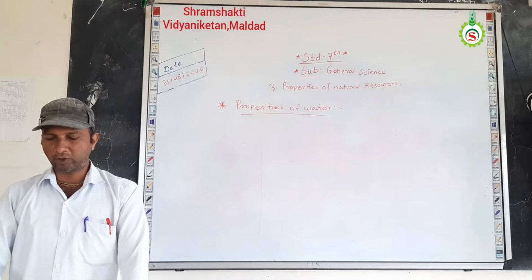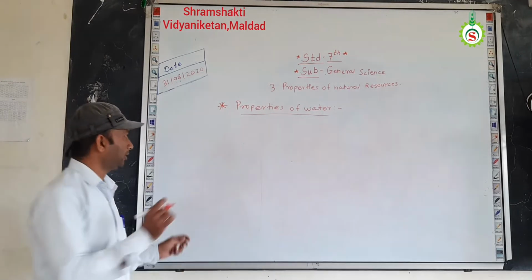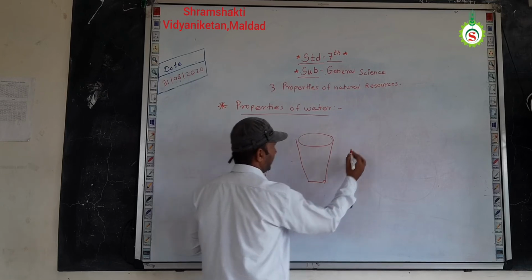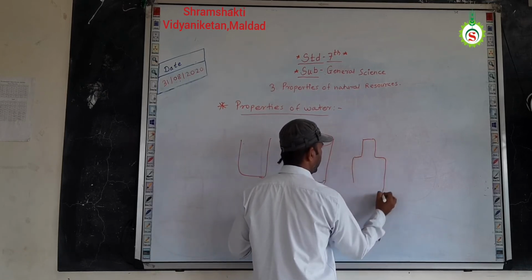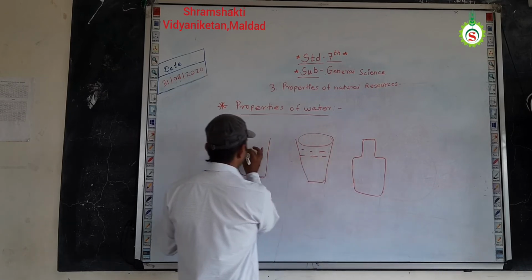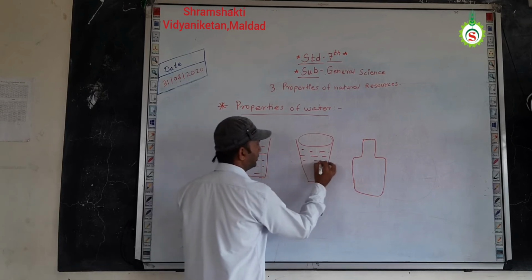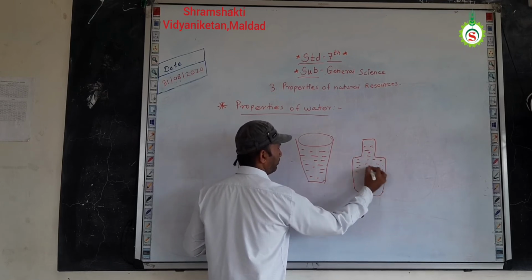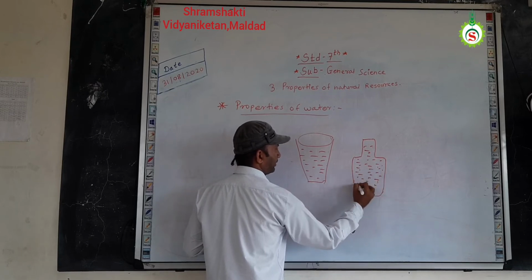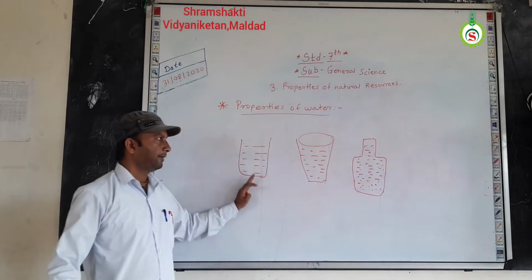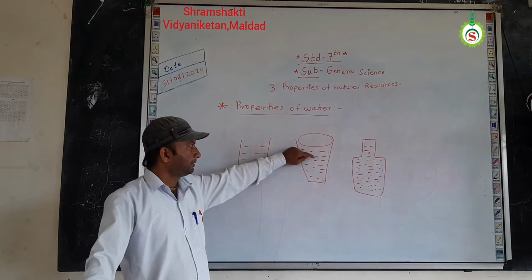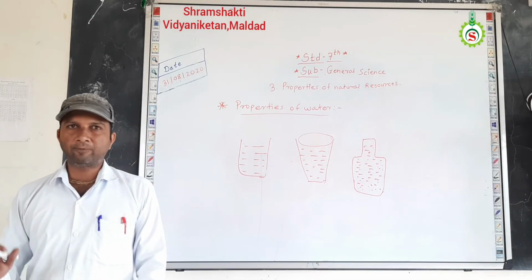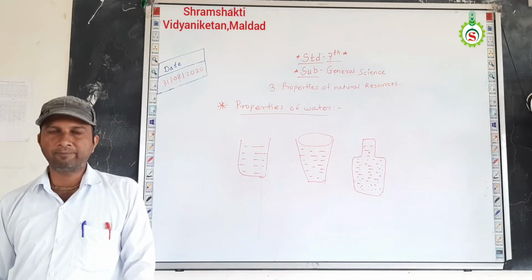Water is a fluid substance. Water does not have its own shape. Now you know that when we pour the water into a container, when we fill the water in the glass, or when we fill the water in the bottle, for example, this container is filled with water, then this glass is also filled with water, and this bottle is also filled with water. So the water does not have its own shape, but water occupies the shape of the container. Means when we fill the water inside the glass, the water shows the shape of the glass. Okay, so the shape of the water depends on the shape of the container. Okay, so water does not have its own shape, but water has its own volume.